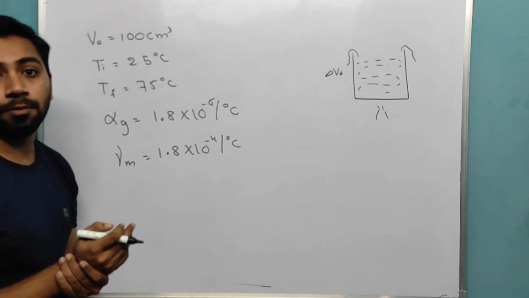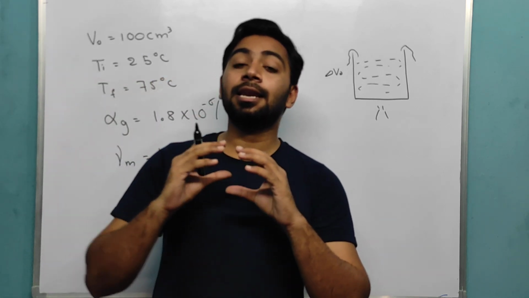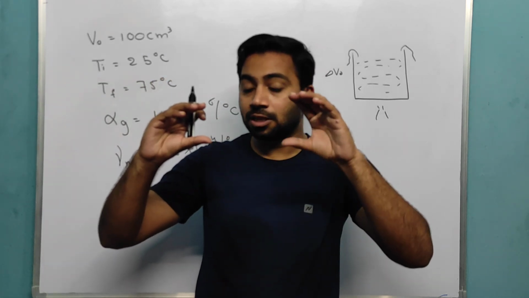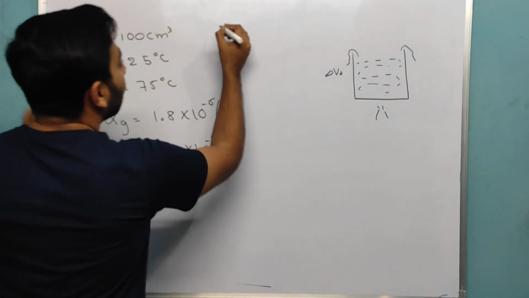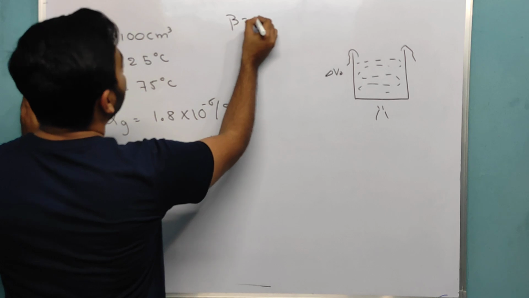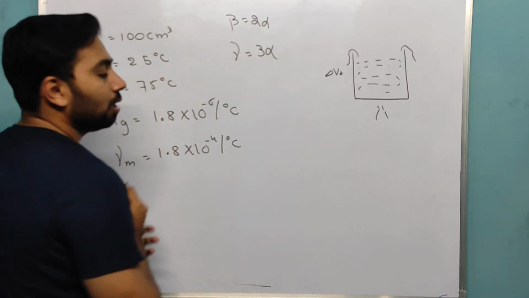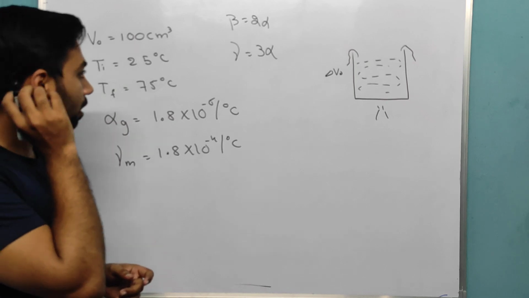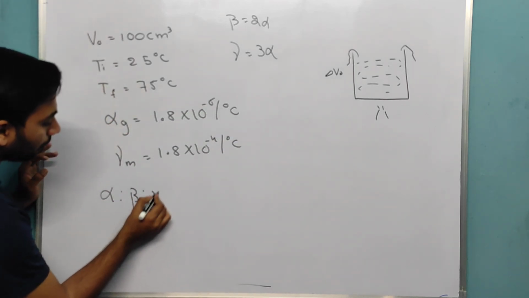How to convert this into value? In the previous class, we said there is a relation between linear expansion, areal expansion and volume expansion. That is, beta is equal to 2 times alpha, gamma is equal to 3 times alpha. Correct? You remember this. There is a relationship between alpha, beta, and gamma.